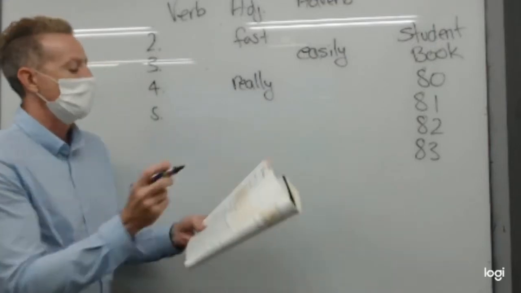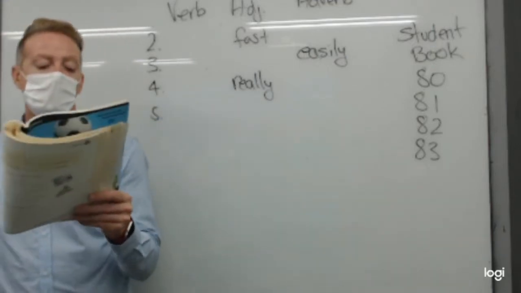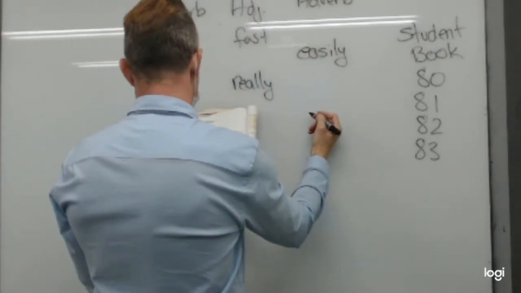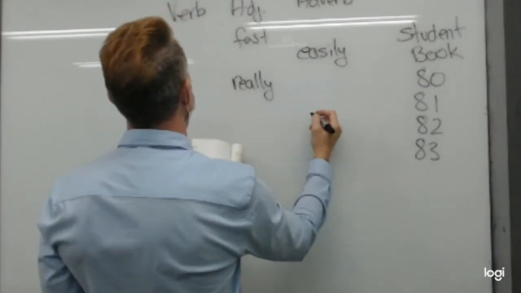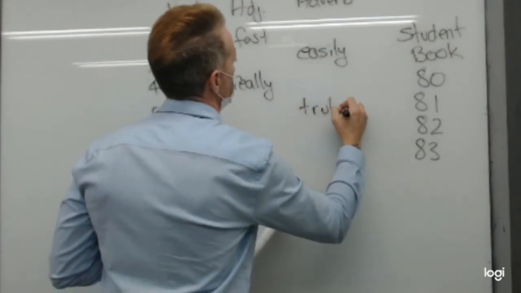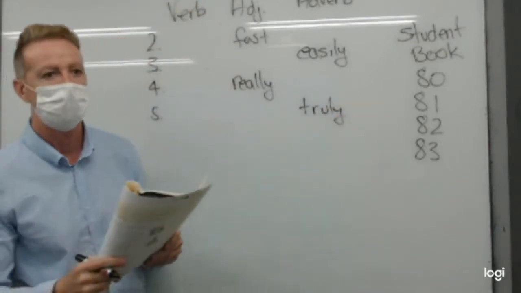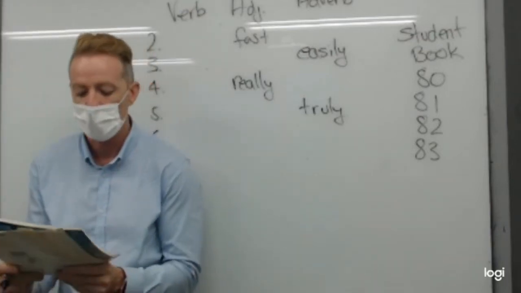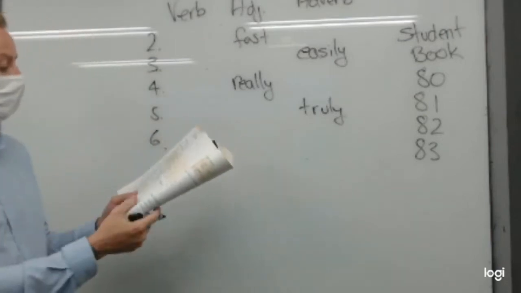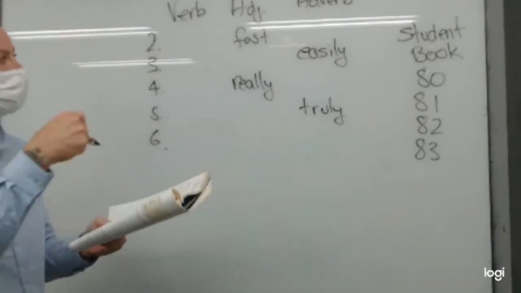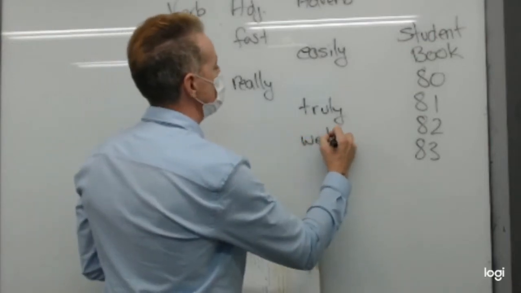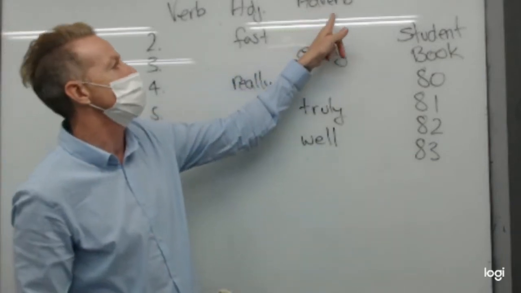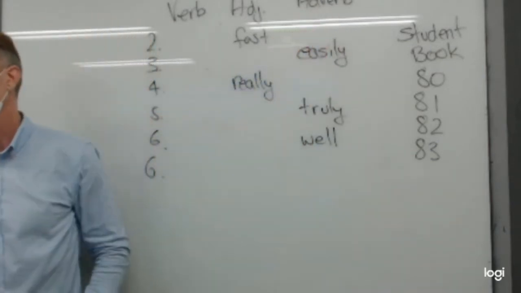I am truly happy. Truly. Where are we? Verb, adjective, adverb. Truly. Yes. I am truly happy. Truly happy. Right, adverb. Number six. Look at Sam. He's running very well. So well is the adverb in bold, and it's changing the verb. Running is the verb, so it's adding to the verb. He runs well.